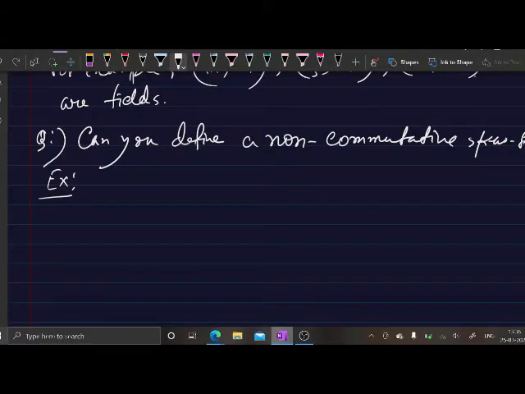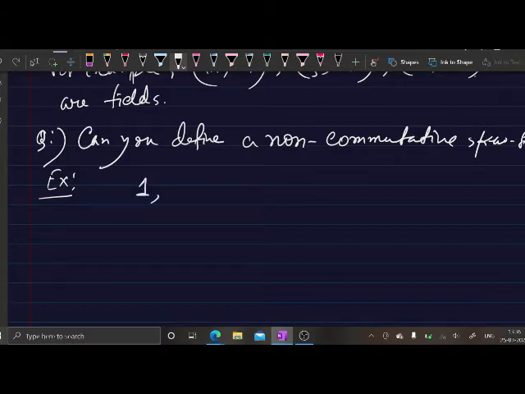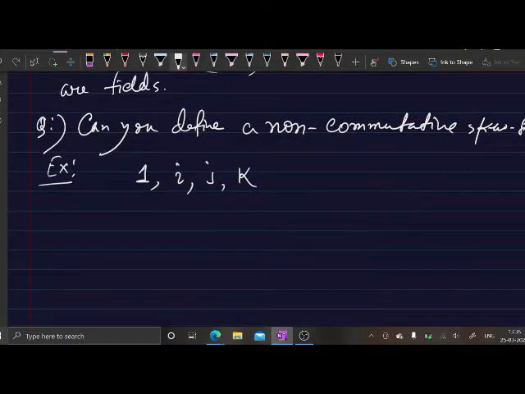is to define a non-commutative skew field. Okay, so what is the game plan? First I will introduce 4 symbols: the symbols 1, i, j, k. And these are 4. Okay, I will exclude this one.